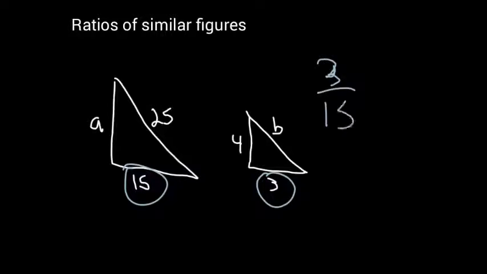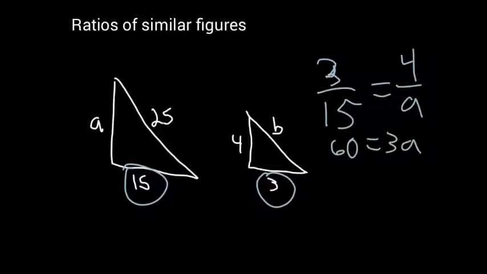my missing values. So I have 3 out of 15 equals, and we'll solve for a first. So we're going to do 4 over a. So it's small to big on the first ratio and small to big on the second. So I'm going to do 4 times 15 equals 60. 3 times a equals 3a. Divide by 3. And a equals 20.